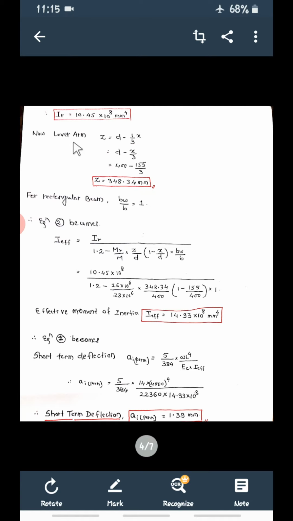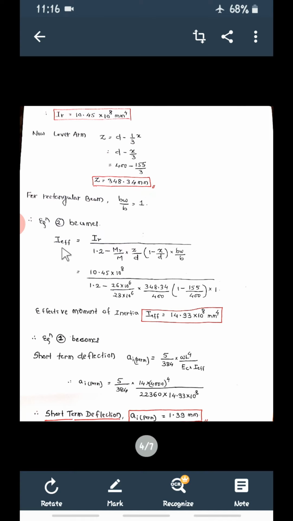Then what is z now? Lever arm. z is equal to d minus x by 3, or one third of x. That is, effective depth minus one third of x. So substitute d 400, x is 155 divided by 3. So the lever arm z is equal to 348.34 mm. Then for a rectangular beam, bw by b is equal to 1. Since it is a rectangular beam, this term bw by b we always take as 1 only. So therefore equation 2 becomes, what is equation 2?